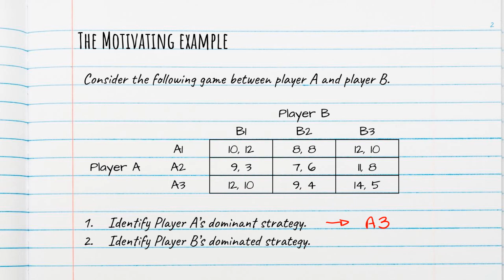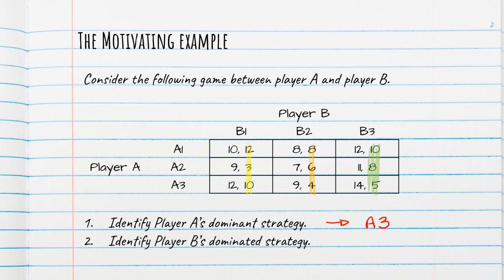Now we're asked to find player B's dominated strategy. I want you to remember that player B gets the second number in each box. So if player B chooses B1, they'll get 12, 3, or 10. If they choose B2, they'll get 8, 6, or 4. And if they choose B3, they'll get 10, 8, or 5. We want to compare these columns and pick the one that's the worst, or in a sense, the one that there's always something that's better.